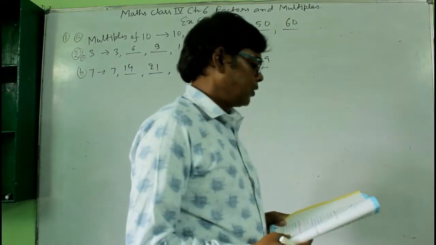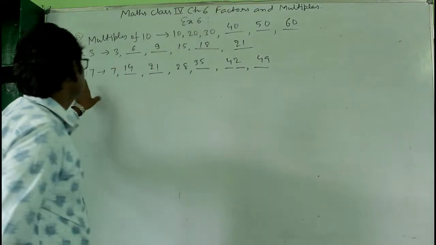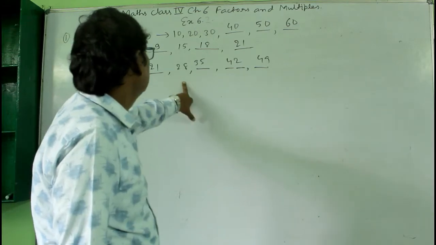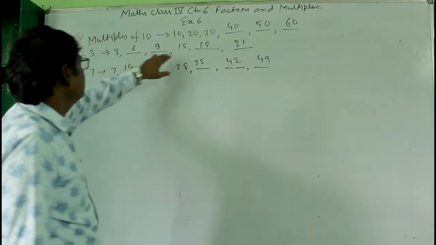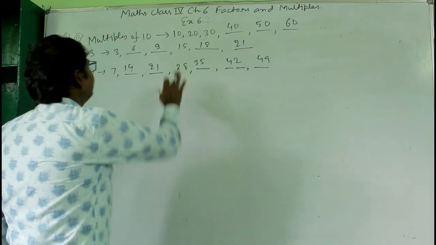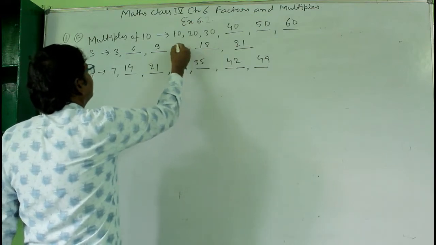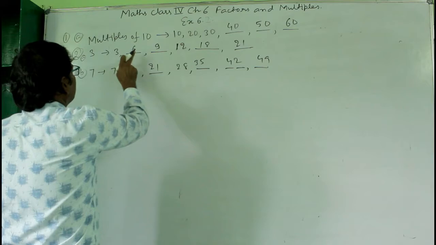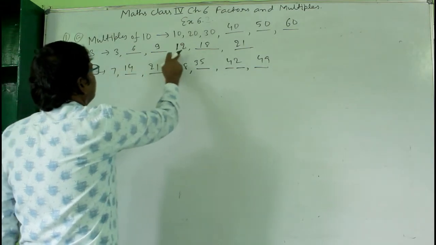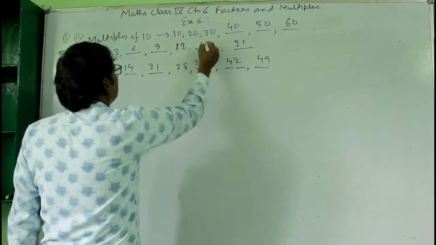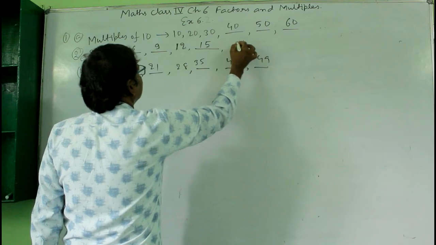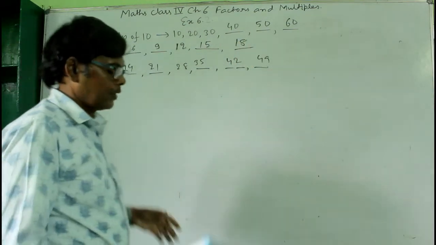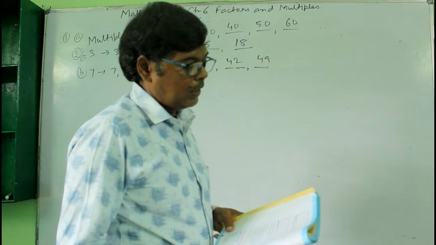Here these are the multiples of 7. Like 7 2s are 14, 7 3s are 21, 7 4s are 28, and here actually it should be 12 in the book. 3 1s are 3, 3 2s are 6, 3 3s are 9, 3 4s are 12, and then 3 5s are 15, and 3 6s are 18, and so on. So here these are the numbers.